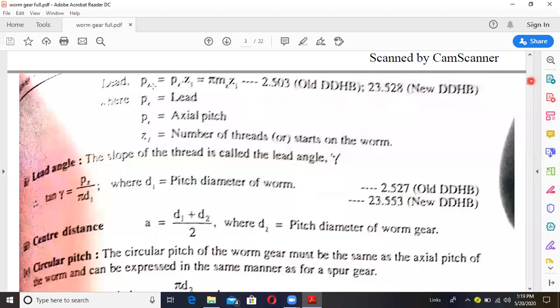Here Pz is nothing but lead. Yes, sir. Pz is equal to Px into Z1. Okay, Px is nothing but pi into mx. Okay sir, Px means actual pitch. Understood?